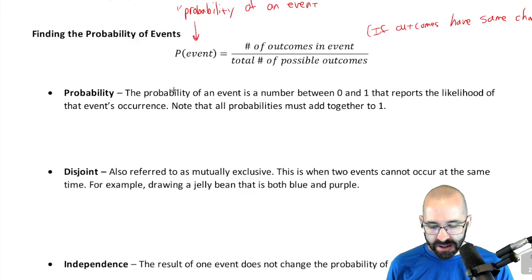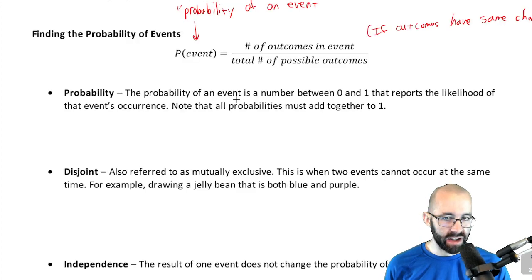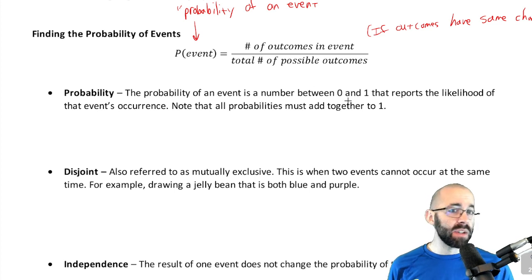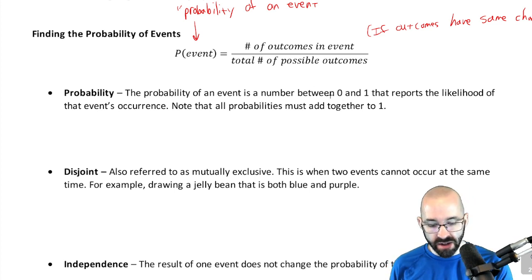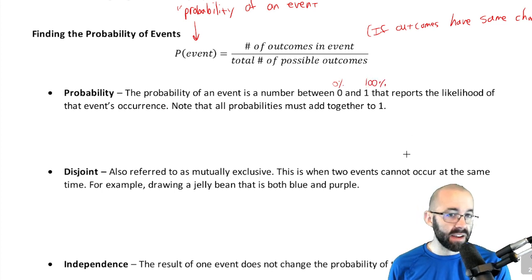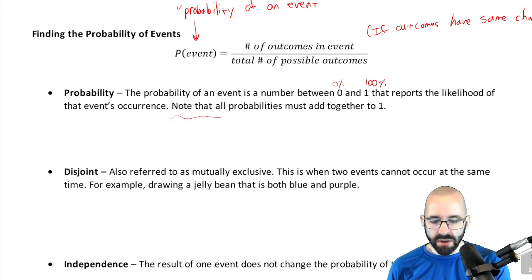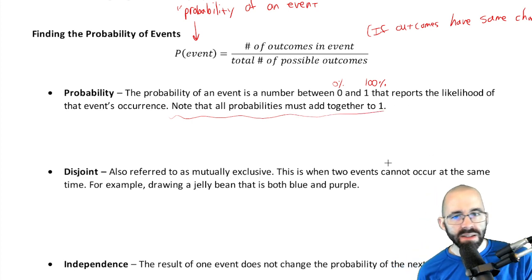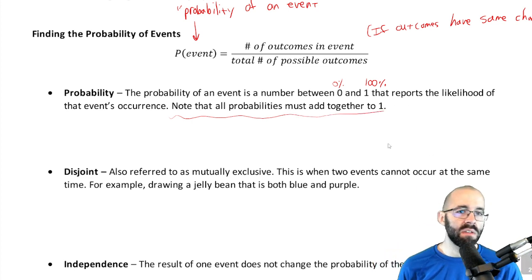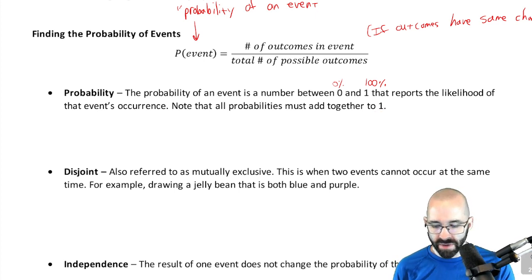So again, the probability of an event is a number between 0 and 1, or 0% and 100%. The same things. 100% is just 1. And it reports the likelihood of how that event might occur. So we work with this in day-to-day life, I think. And just be careful, and something that you can use is that all the probabilities, if you add them together, have to add up to 1, because something has to happen.